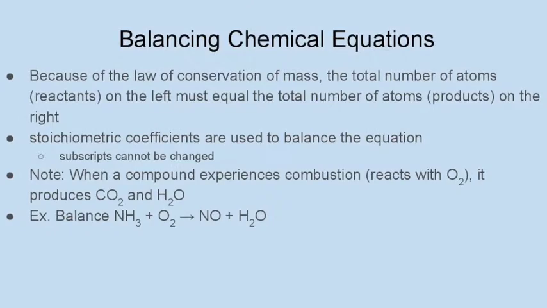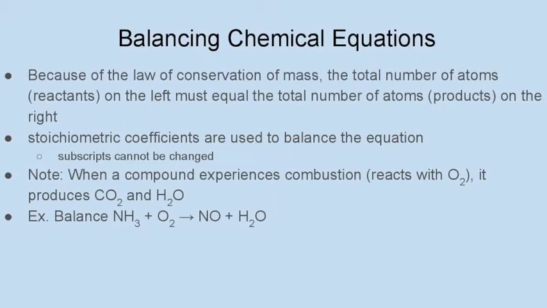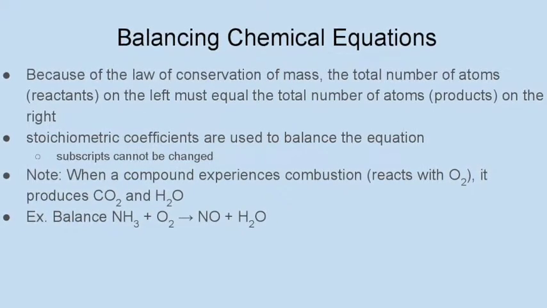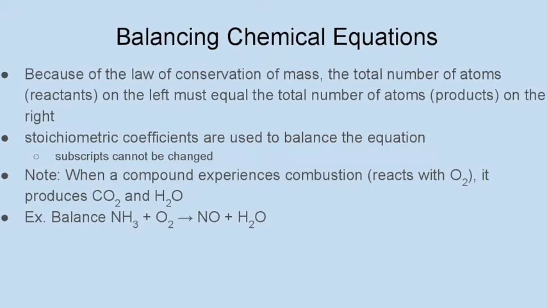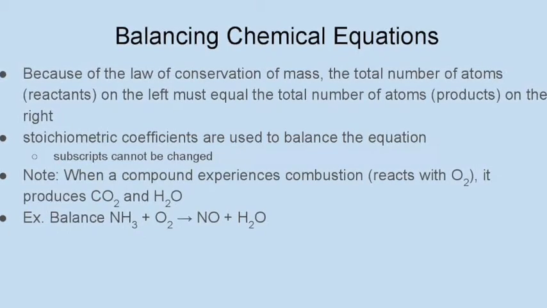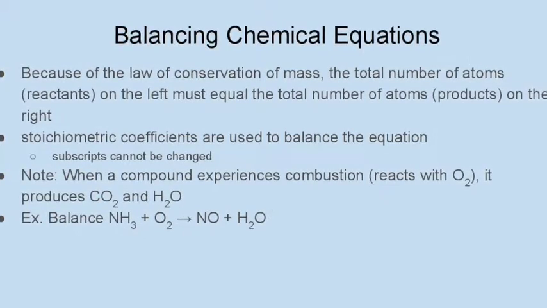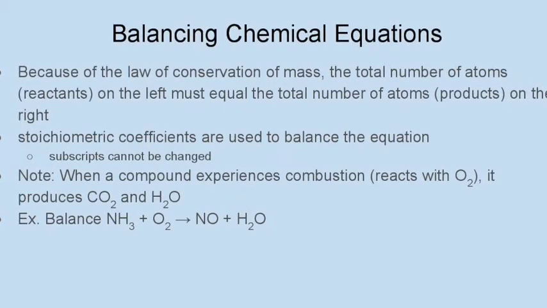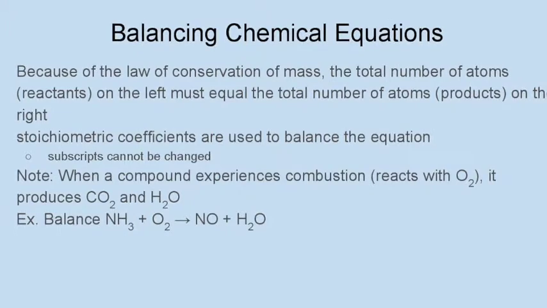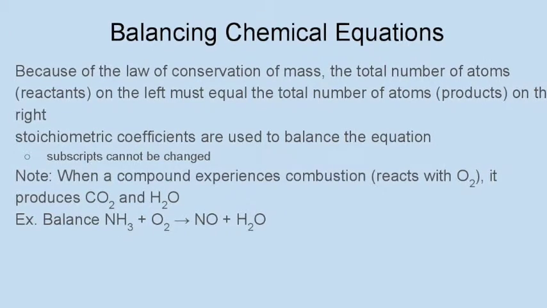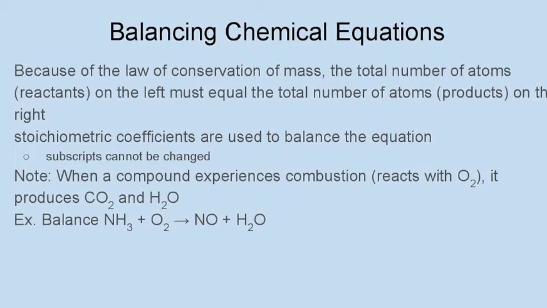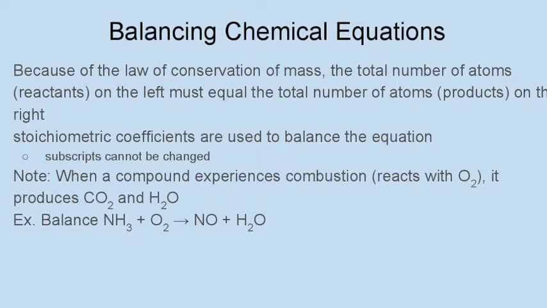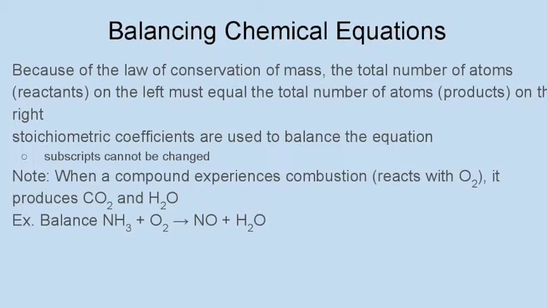Another important thing to note is that when a compound is said to experience combustion, it means that the compound is reacting with oxygen, which in many cases will produce carbon dioxide and water. An example of how to balance chemical equations is if we are given the equation of NH3 plus O2, which gives the product NO plus H2O. In order to balance this, we have to have the same amount of nitrogen, hydrogen, and oxygen on both sides of the equation.